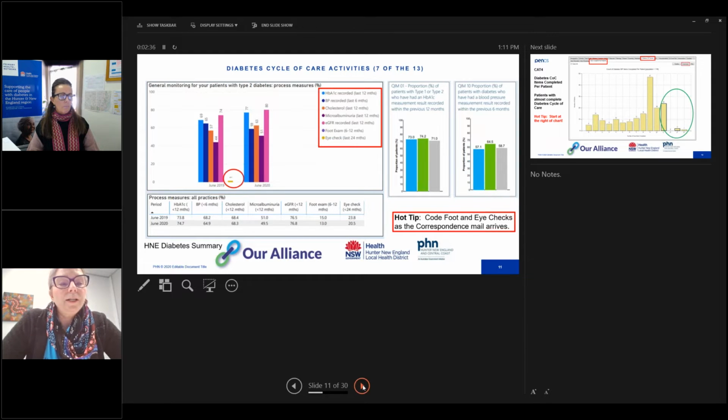I've just circled a little thing there about the foot and the eye checks, and you note that it's a very low reporting figure, and one of our ideas for quality improvement is to actually code the foot and the eye checks as the correspondence arrives in the practice.